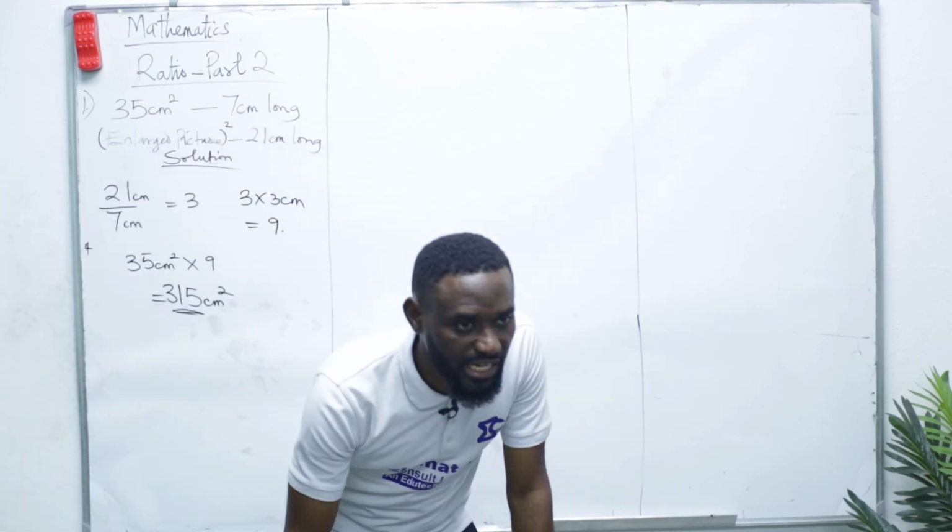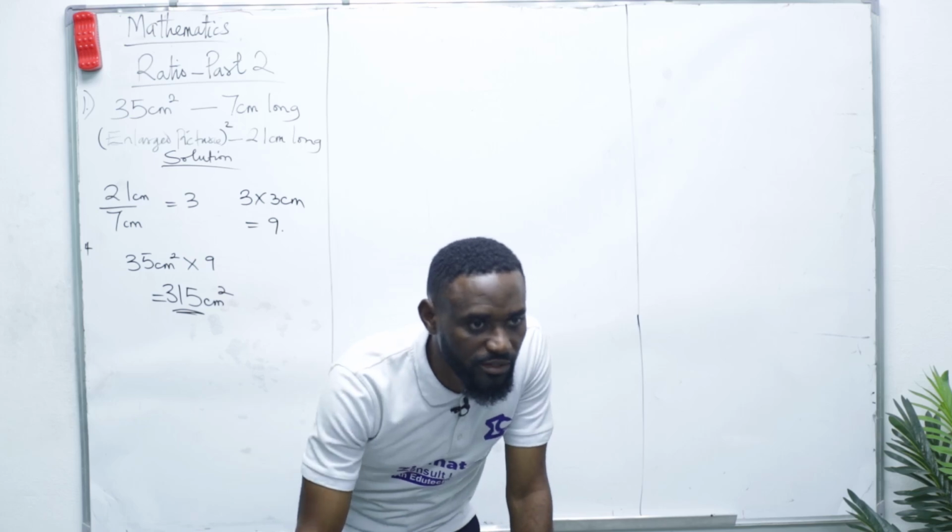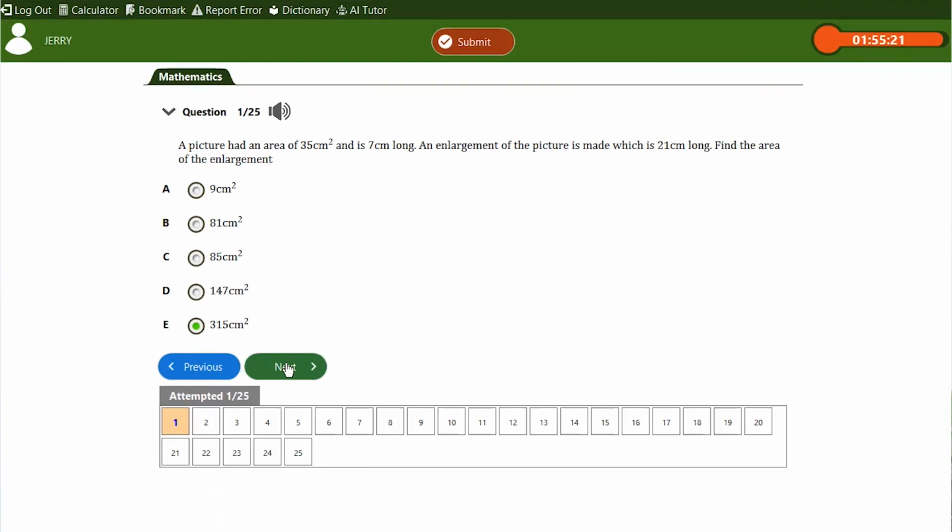315 centimeter square, which is option E. So that is what that will be, okay? All right, so let's look at this. Bumi and Kemi shared 20,000 naira in the ratio of their ages, okay?